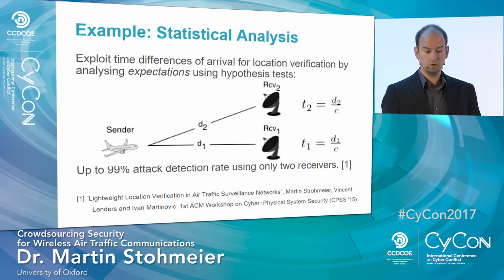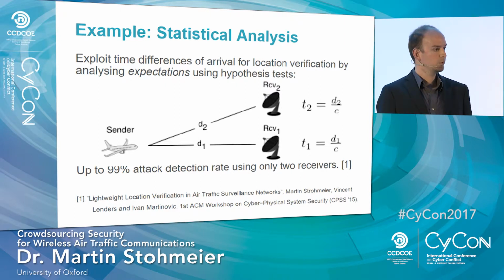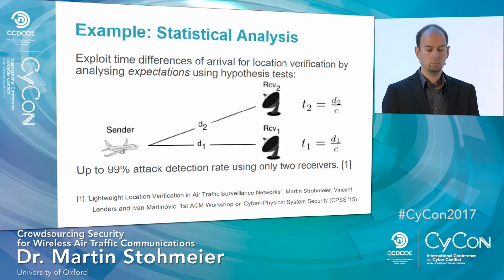You can look at the reference here. This gives us quite a good detection metric, very few false positives, with only 2 receivers and a much better coverage than multilateration here. We've done some theoretical security analysis on all of these approaches. I won't go into the detail of those here, but you can find them in the proceedings paper.